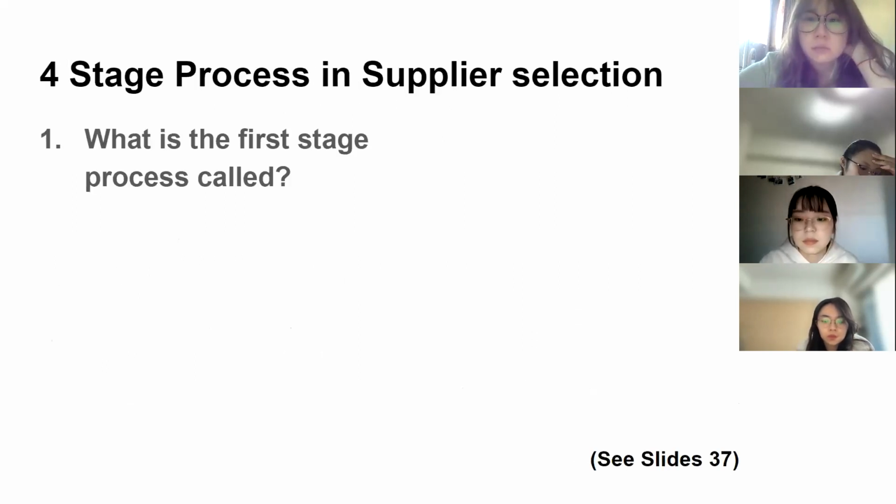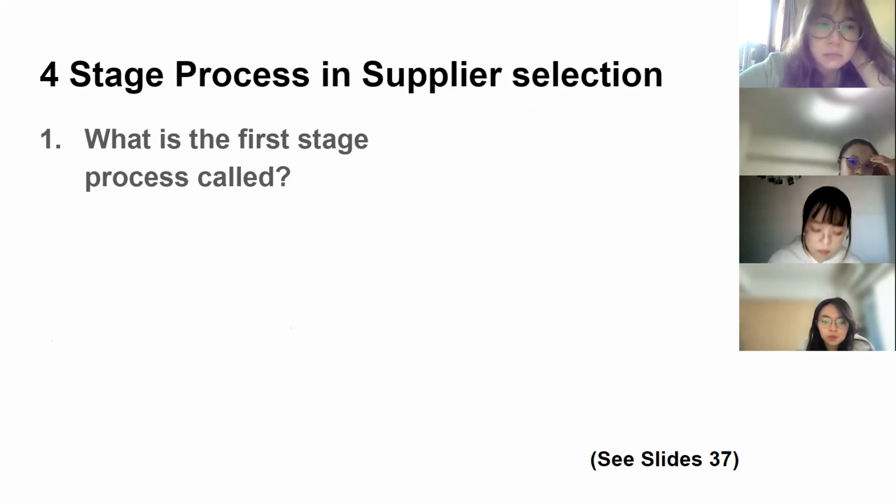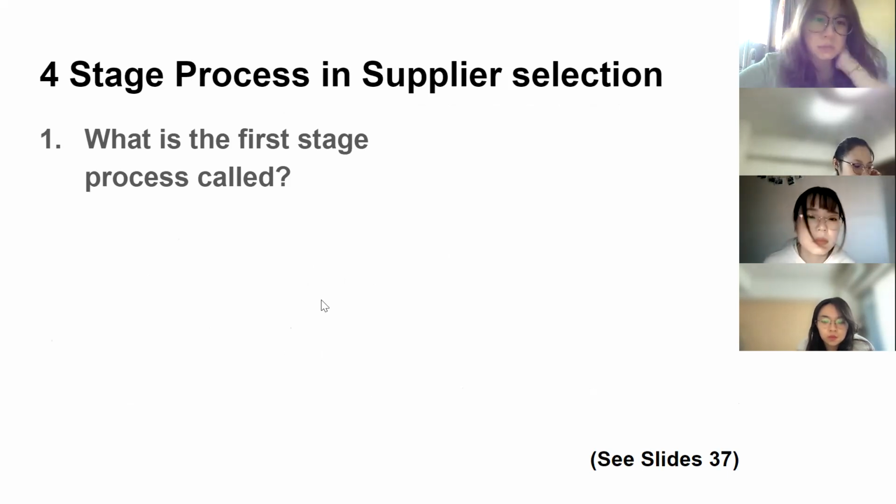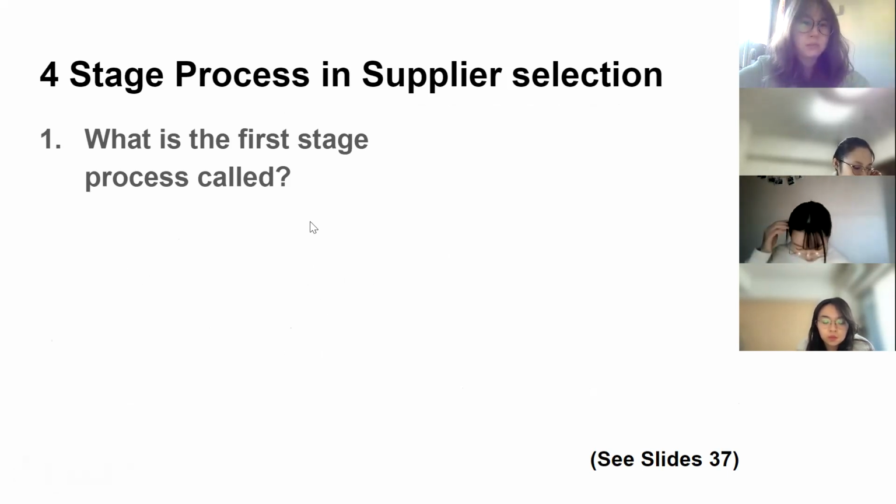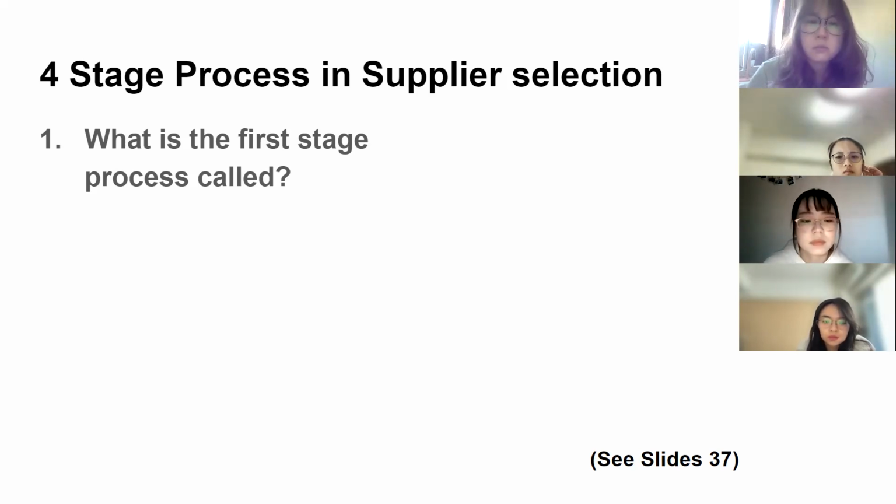So what is the first stage in supplier selection? What's the first stage? If you have read the book, you probably know what the first stage is. What is it called? The first thing that is involved in supplier selection is supplier evaluation. Yes, supplier evaluation. What is the meaning of evaluation?